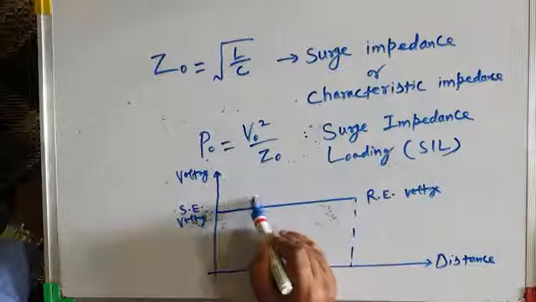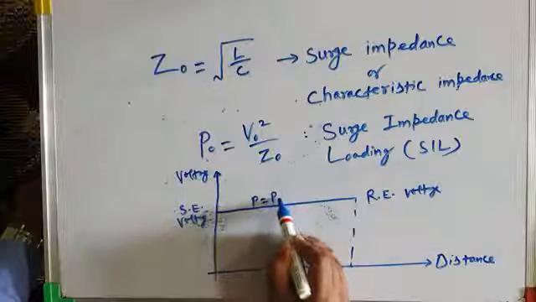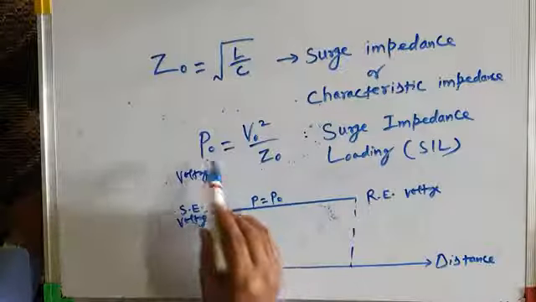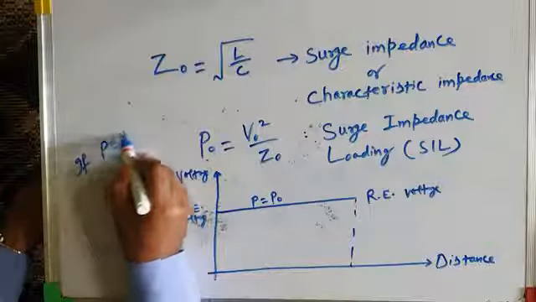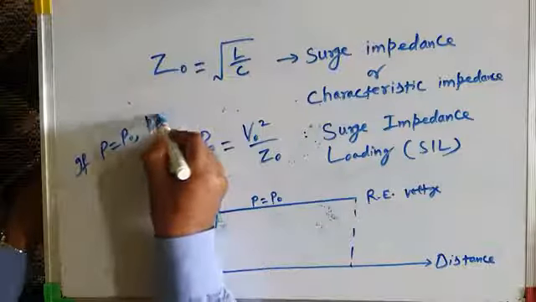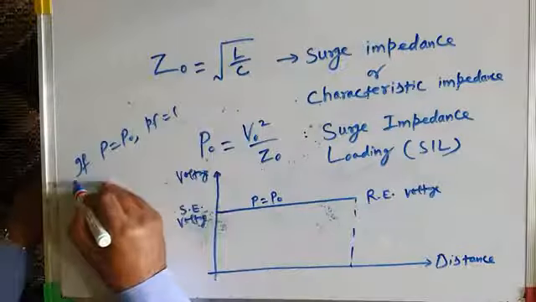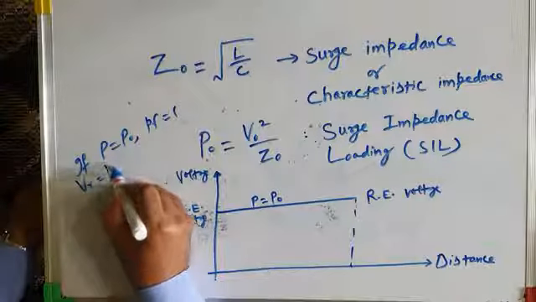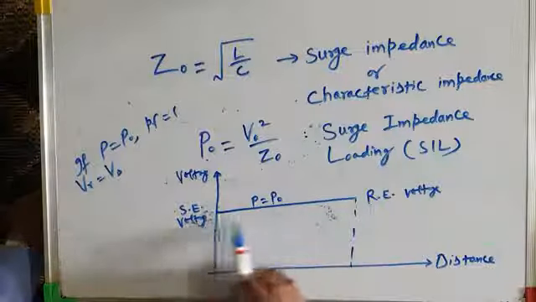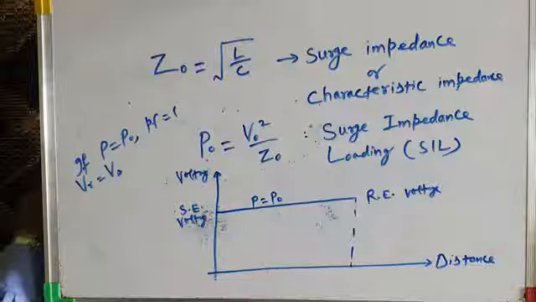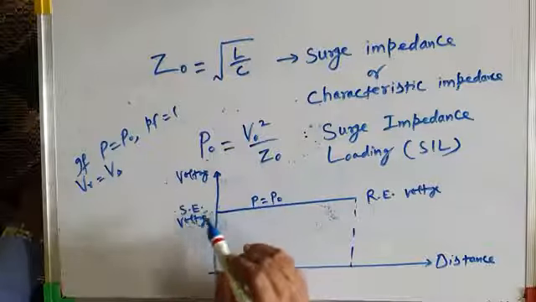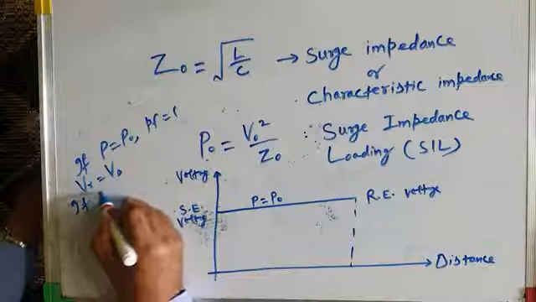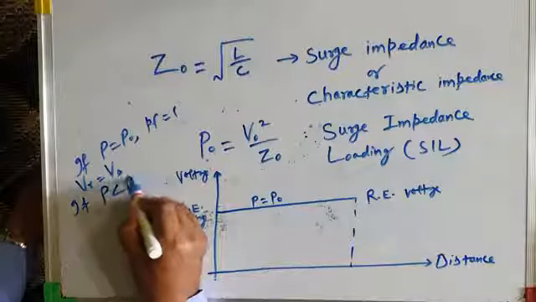And power carried by the line, if it is equal to surge impedance loading, if P is equal to P naught, then in that case power factor is unity. And in that case, the receiving end voltage is exactly equal to the sending end voltage. There is no rise or drop in the voltage. Just something like this.